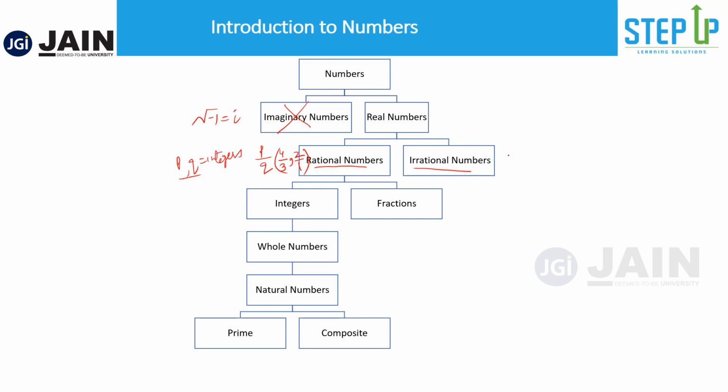What are my irrational numbers? If I have pi, this is an irrational number. Or if I have, let's say, root 2, this is an irrational number. Now further division of rational numbers could be into integers or fractions.